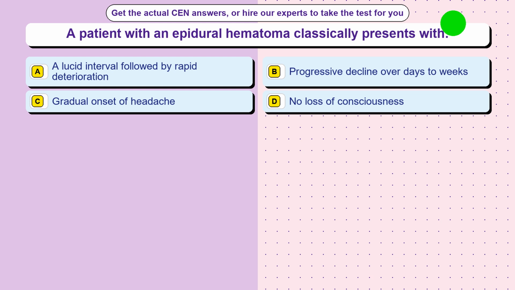Question 85. A patient with an epidural hematoma classically presents with: Option A, a lucid interval followed by rapid deterioration. Option B, progressive decline over days to weeks. Option C, gradual onset of headache. Option D, no loss of consciousness.